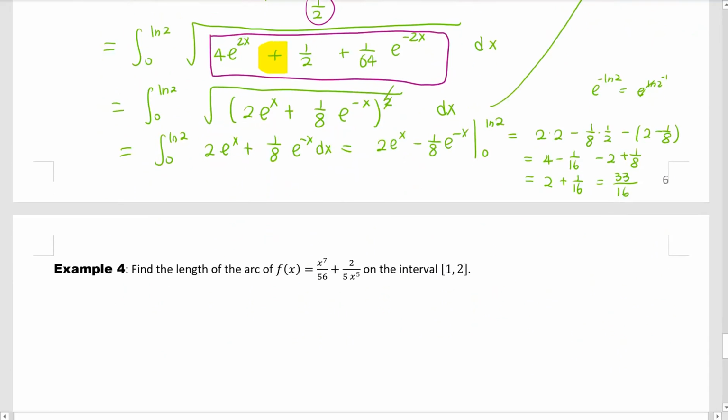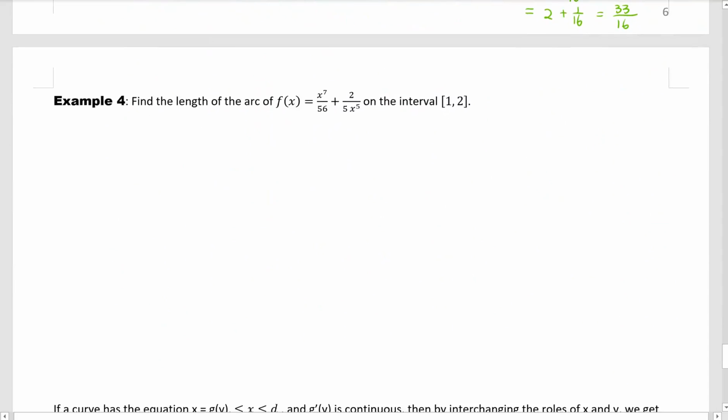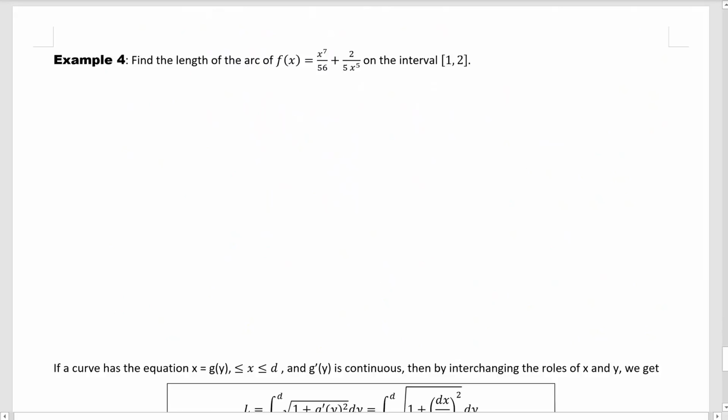All right. Okay, let's continue. Example 4. Find the length of this function. So I hope everybody can pause the video here and try to work on this problem first.